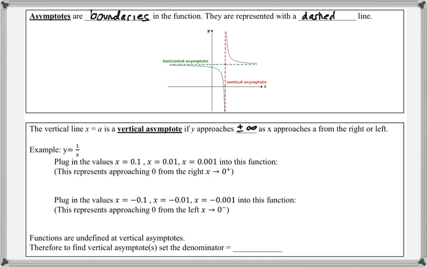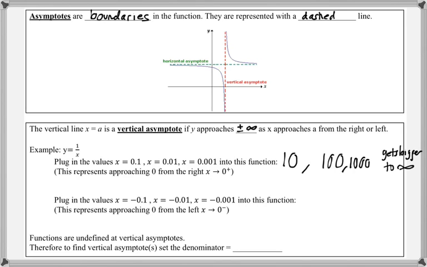As an example, if our function is like 1 over x, I want to try plugging in some numbers. If you just take 1 divided by 0.1, then you'll get 10. Then if you do 1 divided by 0.01, you get 100. And then 1 divided by 0.001, you get 1,000. So this is getting bigger, and it will go all the way to infinity. It will just keep getting bigger and bigger.